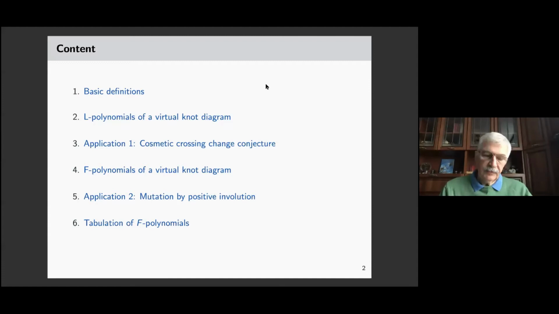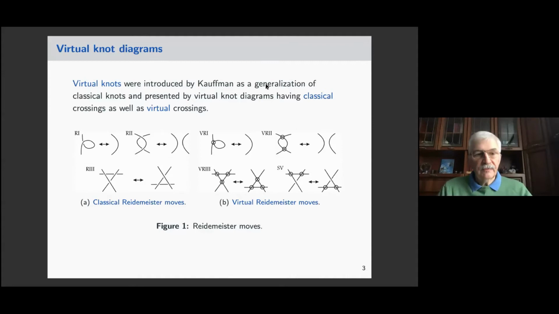So we will start with diagrams. Hello. Yeah, no question?